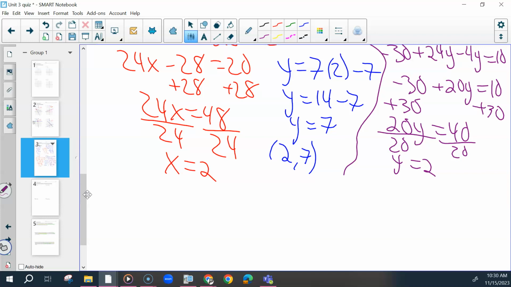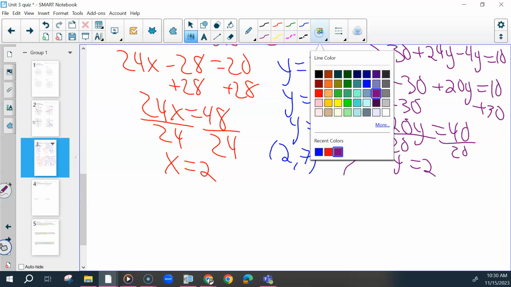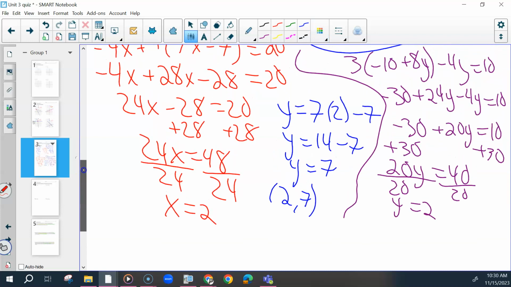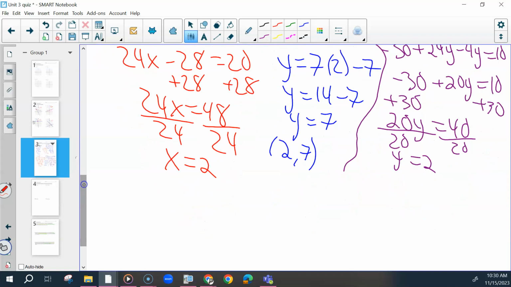Then after you find y, go back and find x by putting it back into the equation that we solved at the beginning. The negative 10 plus 8y.